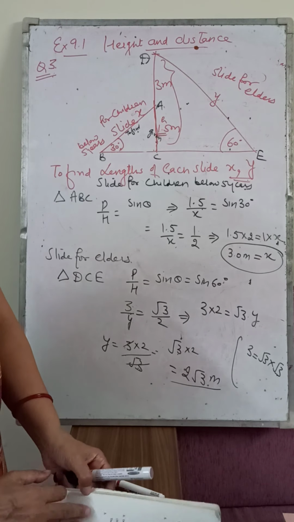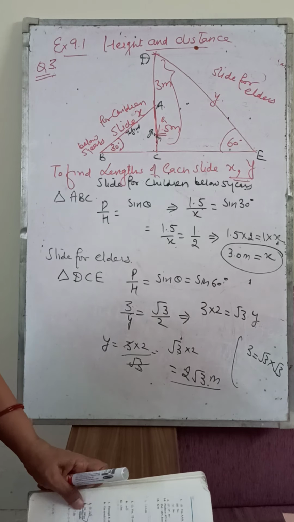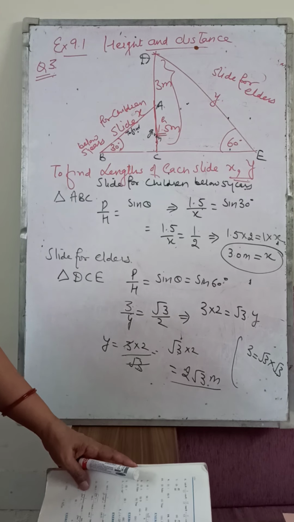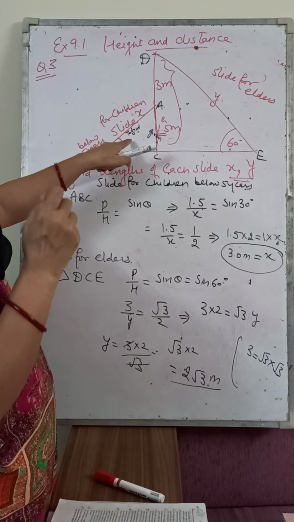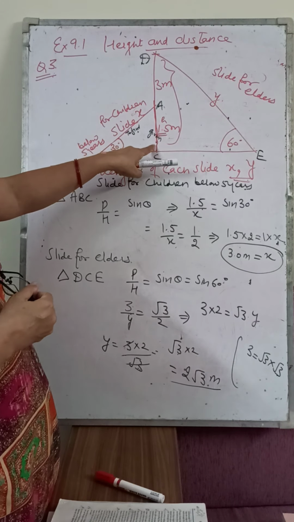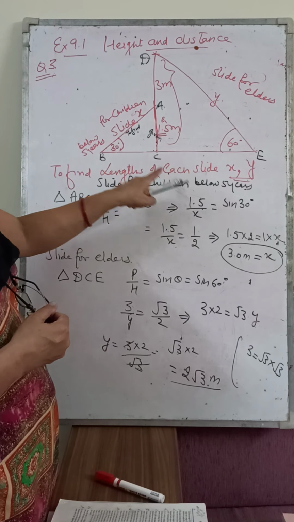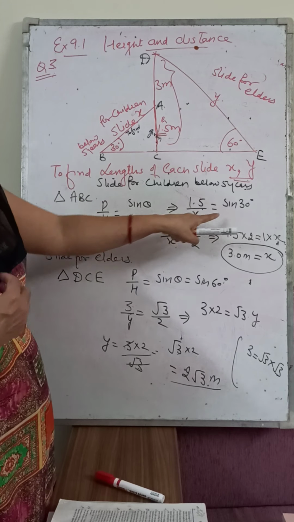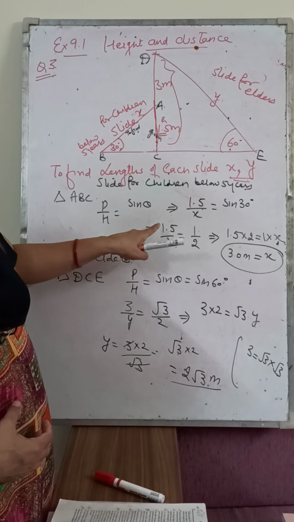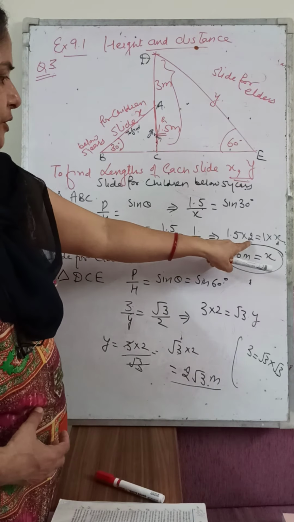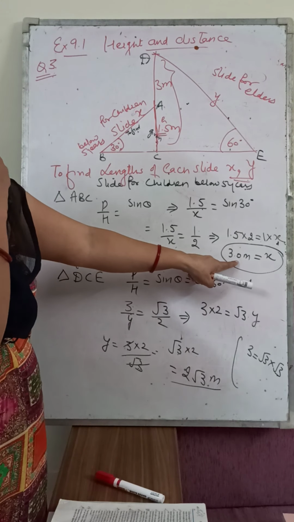Tell me, is it clear to all of you? Here your answer you have got is 2 root 3 meter. So, is it clear? Again I am telling you, for younger children, perpendicular is 1.5, height is x, hypotenuse is x. So 1.5 upon x is equal to sin 30 degree. 1.5 upon x is equal to sin 30 is 1 upon 2. 2 will go up. 1.5 into 2 is equal to 1 into x. X comes out to be 3 meter.